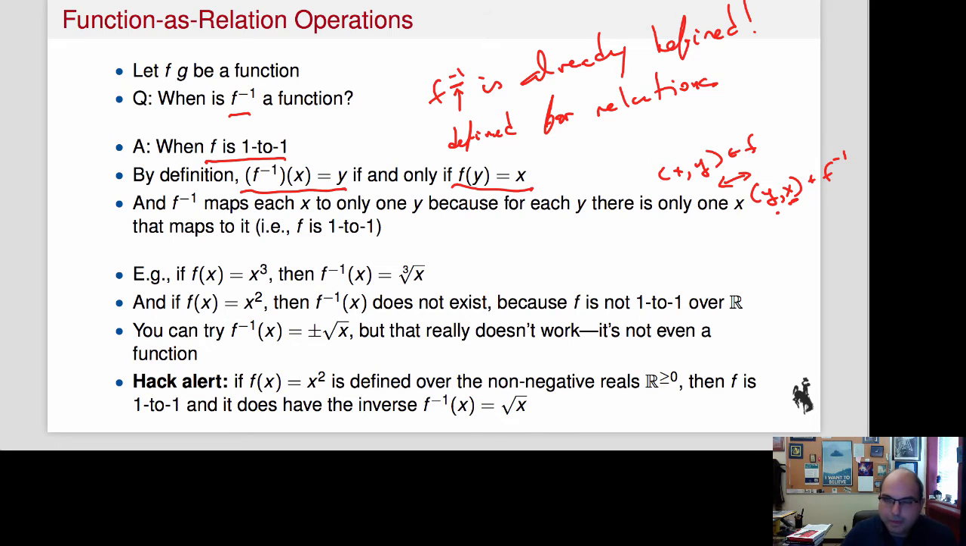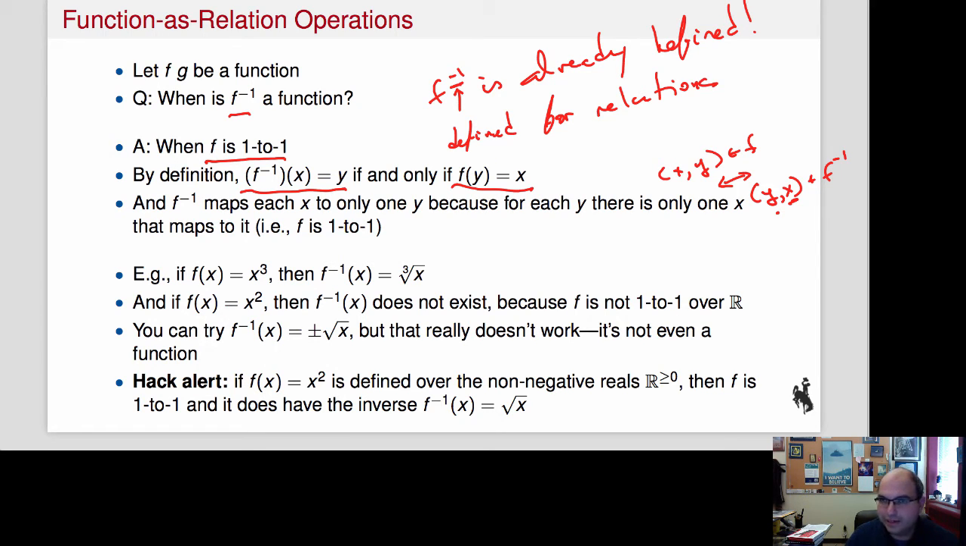Okay. Now there is a way to actually fix that if you need to. Suppose that f of x is x squared, and I really want to have an inverse function. So what I'll do is I'll say, look, just look at the non-negative reals. If you look at the non-negative reals, then f of x squared actually is 1 to 1, right?